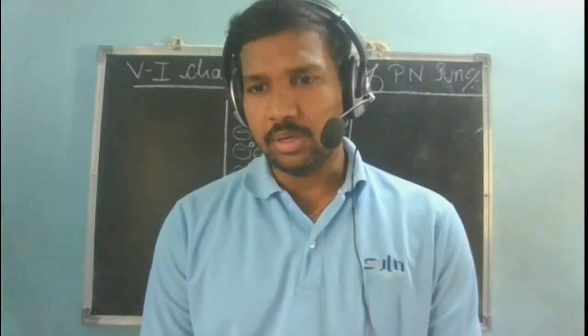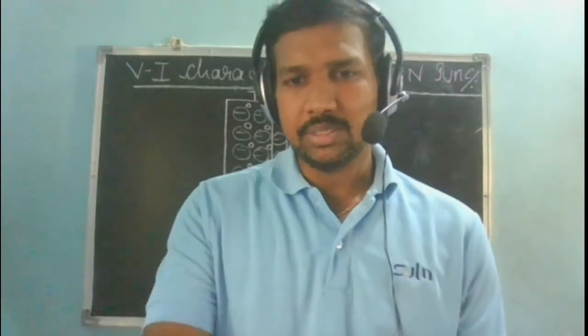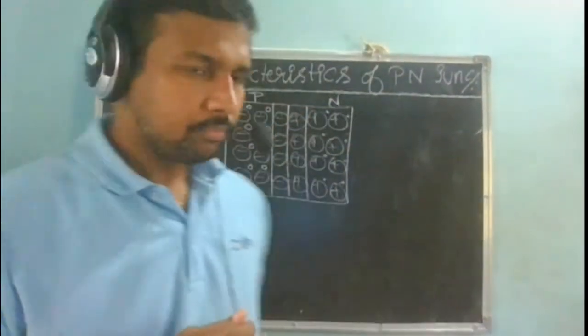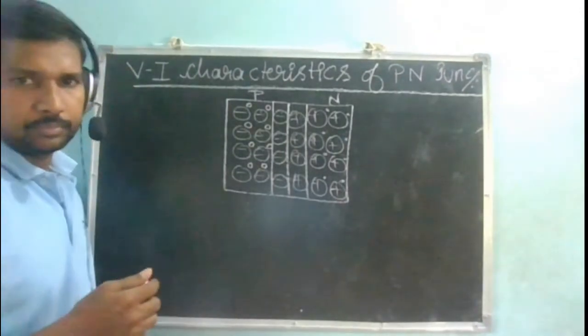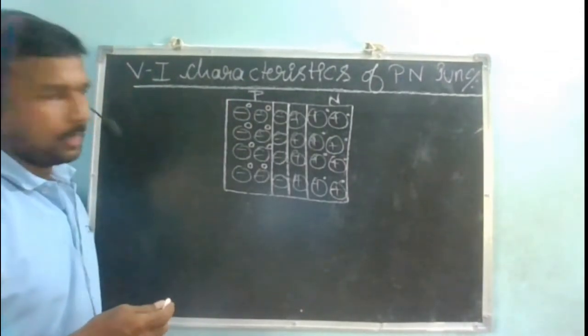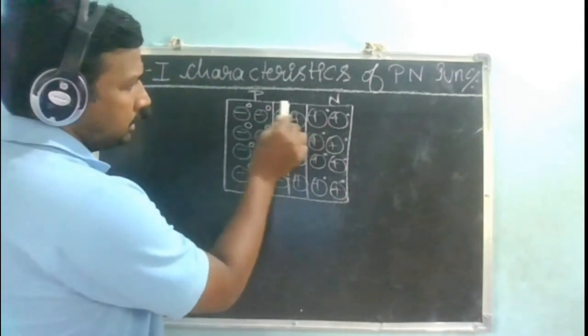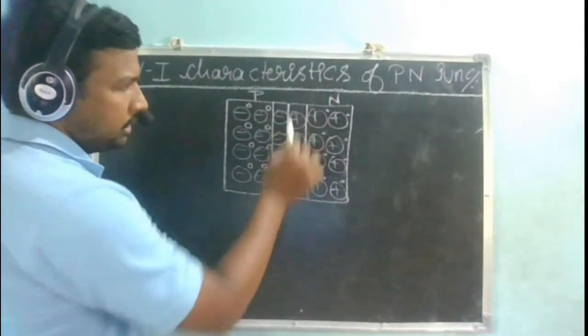So, the moment P and N junctions are formed, I think we can start. So, board is visible, no? Yes, sir. Okay. So, this is a P type and this is an N type.